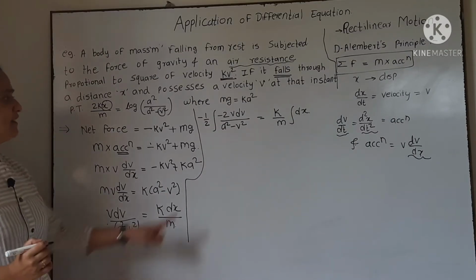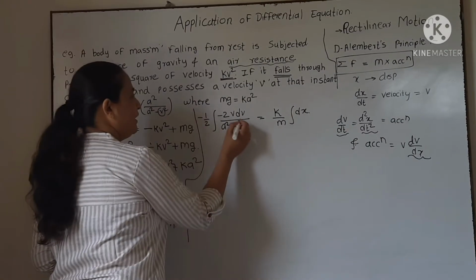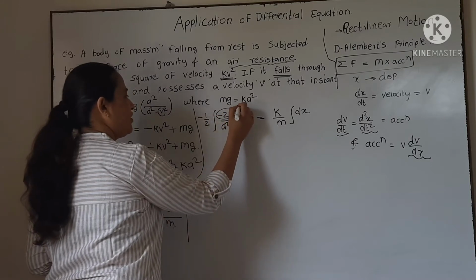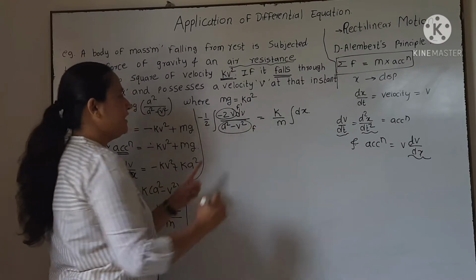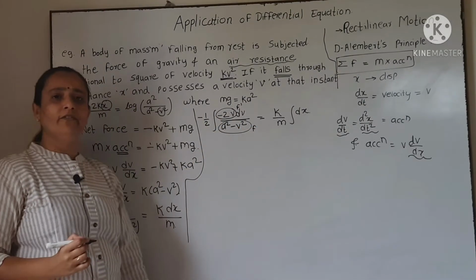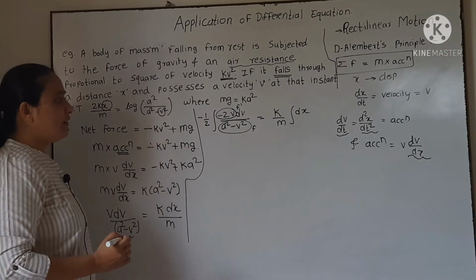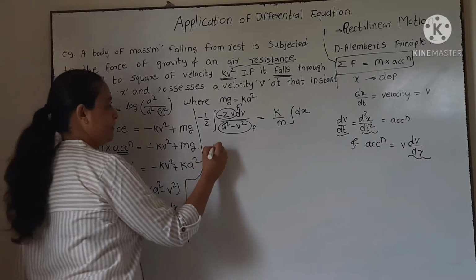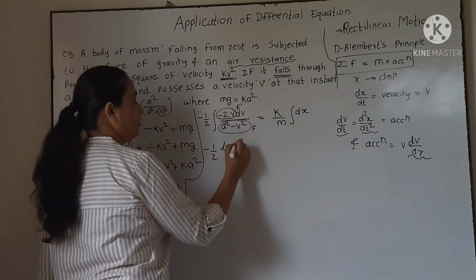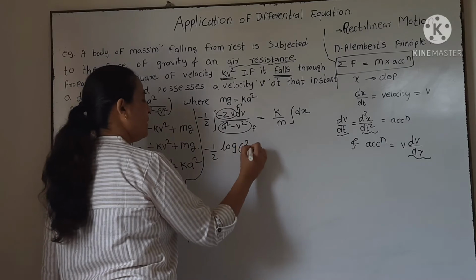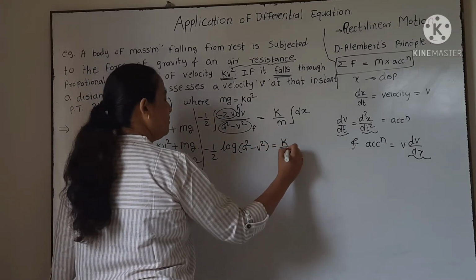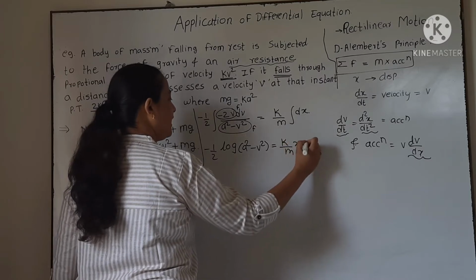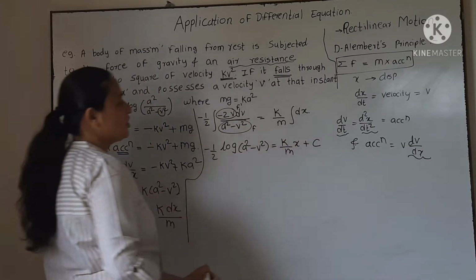Now if you see this, this is in the form of a derivative. This is f dash, the derivative of a square minus v square. So it is in the form of f dash upon f, and we know that the integral of f dash upon f is log of a square minus v square equal to k by m. Integral of dx is x plus constant of integration c.